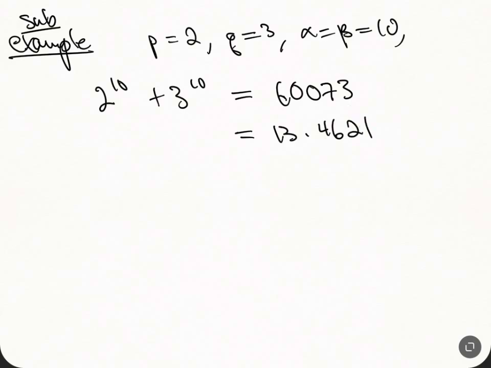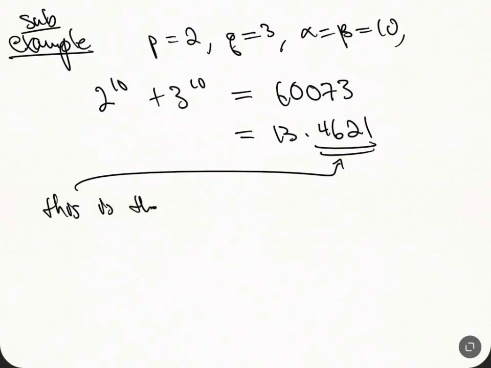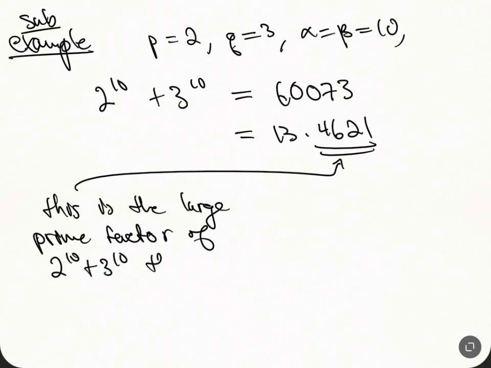So what do we have? Well, it tells us that this is the large prime factor that we were looking at. This is the large prime factor of 2 to the 10 plus 3 to the 10 that ABC predicts.